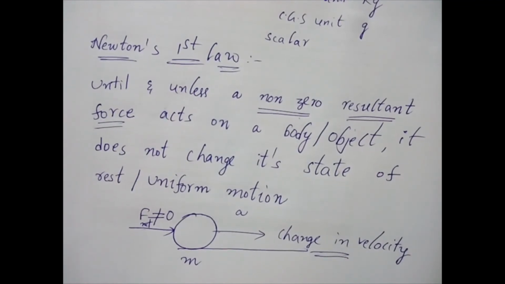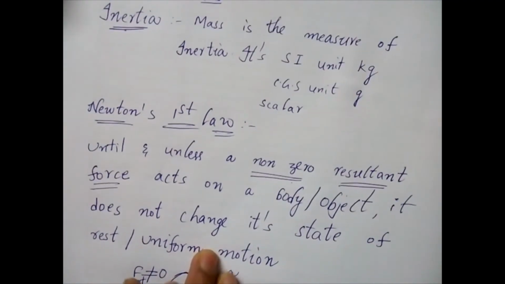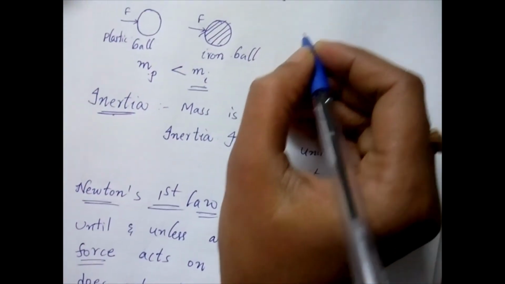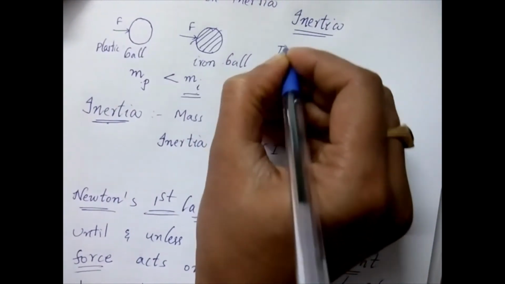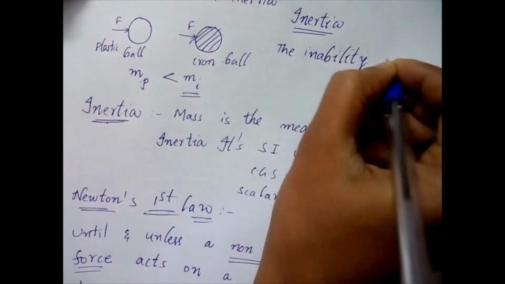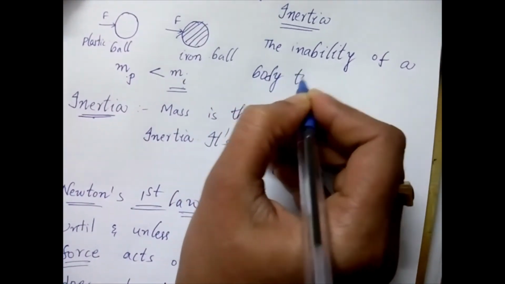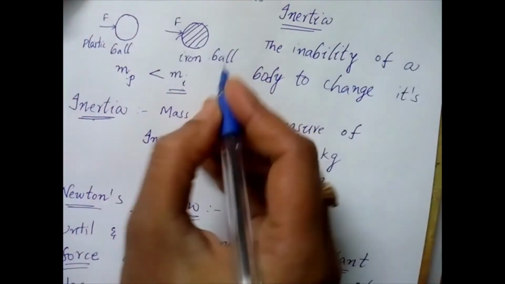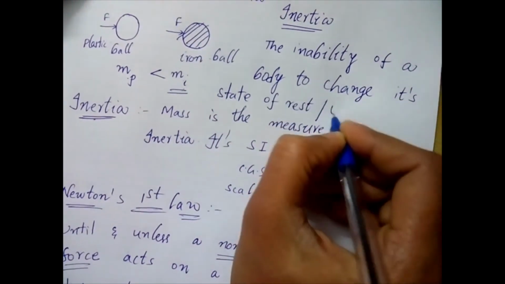In the same way, next you have to learn the inertia definition. The measure of inertia is mass. Inertia definition is the inability of the body. I am writing here. Okay. Inertia: the inability of a body to change its state of rest or uniform motion.